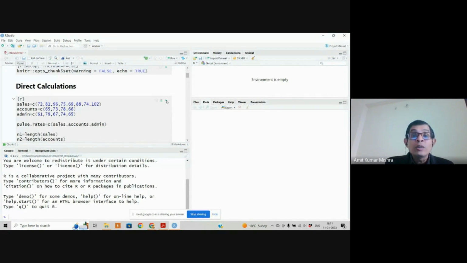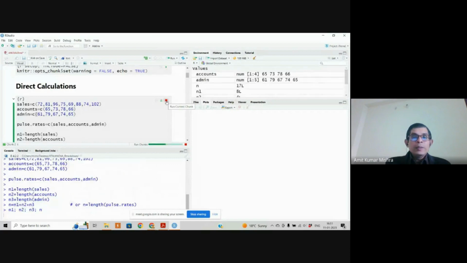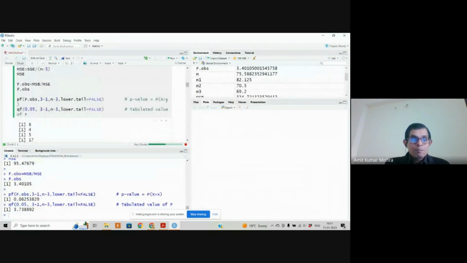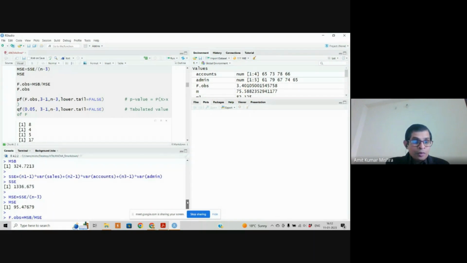Why is this not running? So I'm running this. Now you can see here, first it has created a vector of accounts, then admin, and all these things. So it has printed everything here. See, these are the outputs.